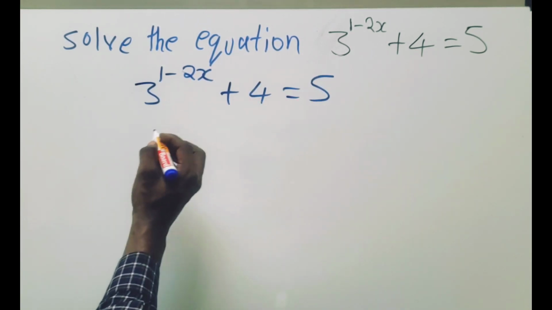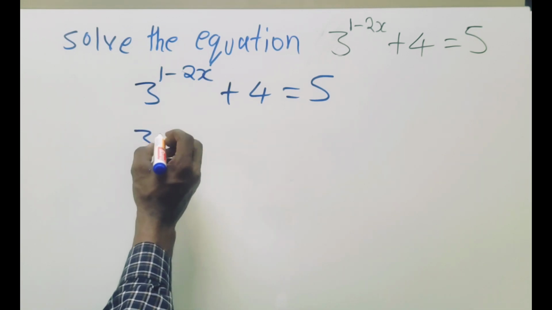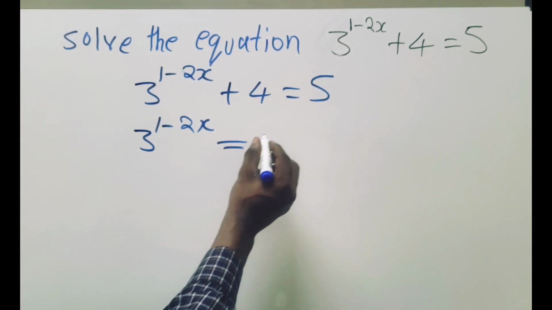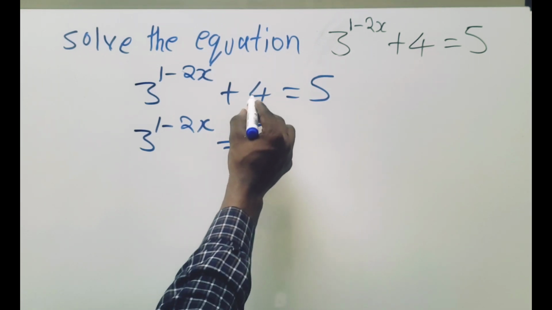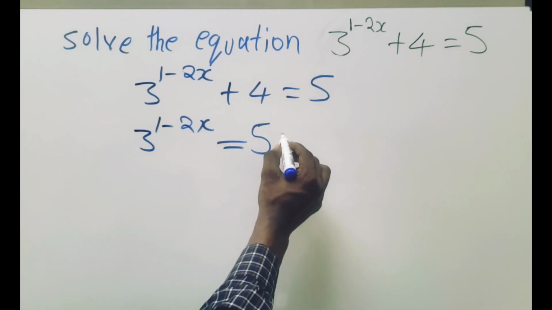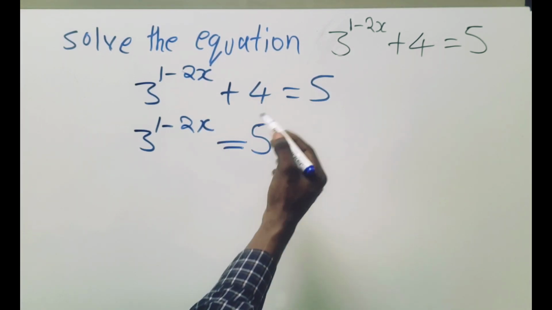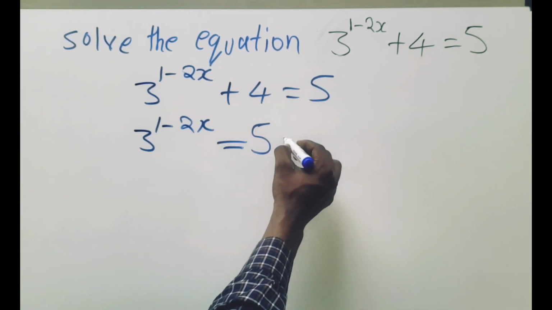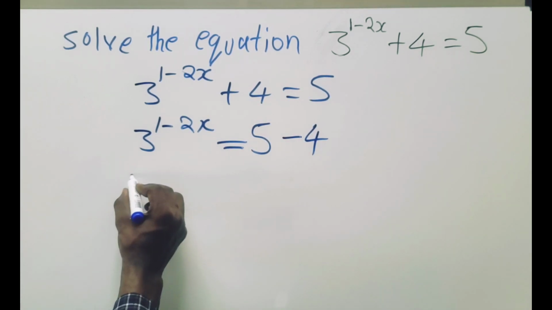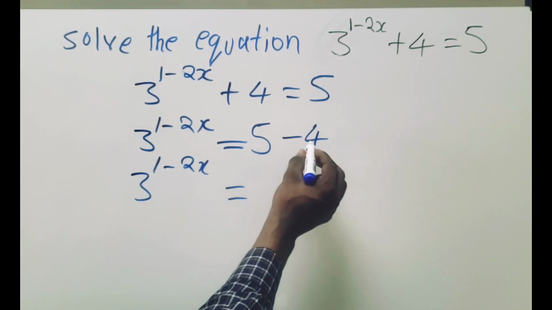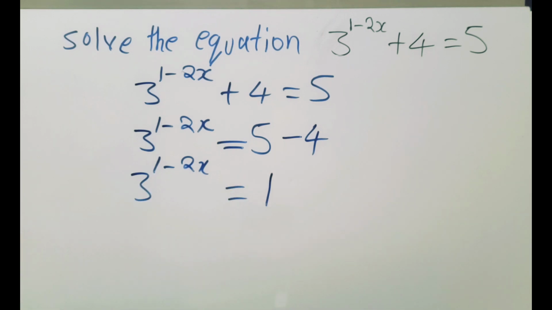It crosses over. So we are going to have 3 to the power 1 minus 2x is equal to 5. When this 4 crosses to this side, it's going to be negative, because here it's positive. So when it crosses, it changes the sign. It becomes 5 minus 4. So 3 to the power 1 minus 2x is going to be what? 5 minus 4 is 1.